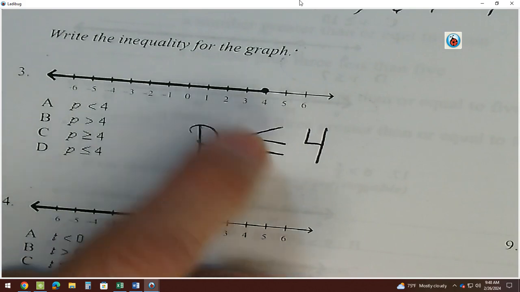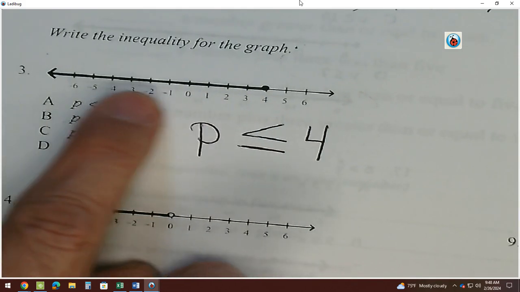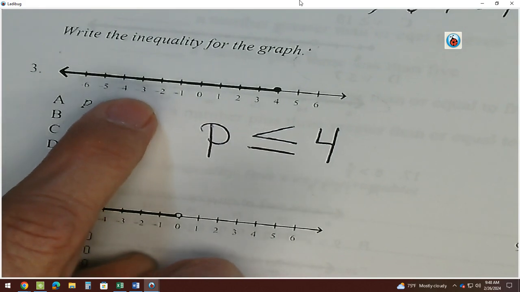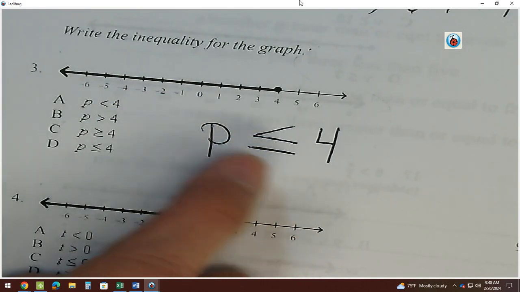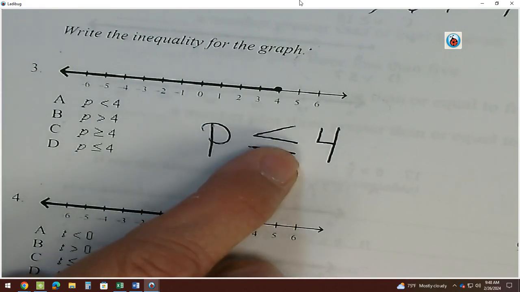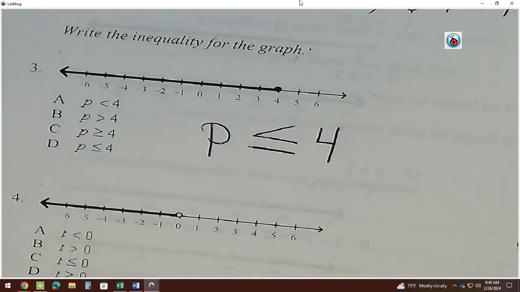2. Is 2 less than 4? Yes. It worked again. One more. -2. Negative 2? Yes. Is negative 2 less than 4? Yes. Is negative 6 less than 4? Yes. So, is this correct? Mm-hmm. So now we can choose it. The answer is letter D.